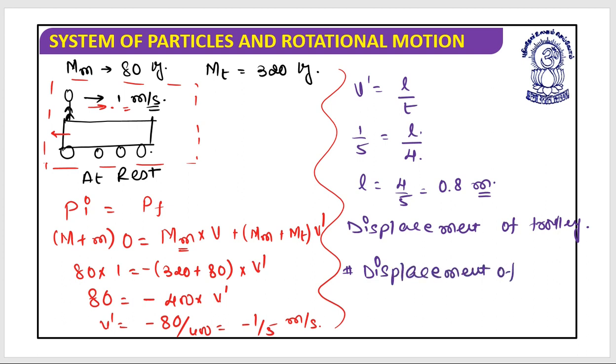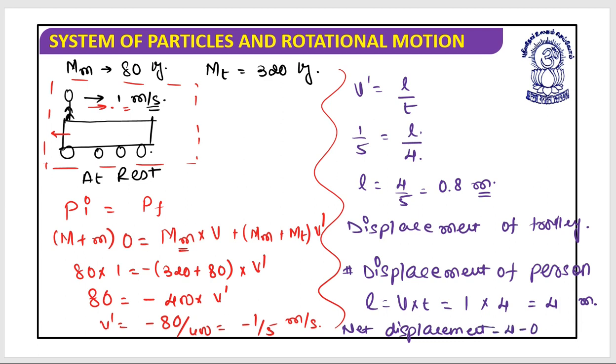Displacement of person is equal to velocity into time. The person is traveling with a speed of 1 meter per second, and it takes 4 seconds, so it's 4 meters. So the net displacement would be equal to 4 minus 0.8, which is equal to 3.2 meters. I hope this is clear.